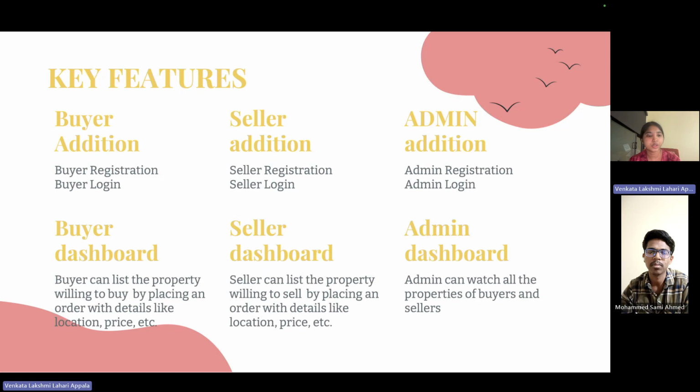And coming to the buyer dashboard, in this dashboard, buyers can list the property willing to buy by placing an order with details like what is the location, what is the price, etc. And coming to the seller dashboard, seller can list the property he is willing to sell by placing an order with details like location, price, etc. And coming to the admin dashboard, admin can watch all the properties of buyers and sellers, and he has an extra feature called delete. So he can delete any properties if needed.